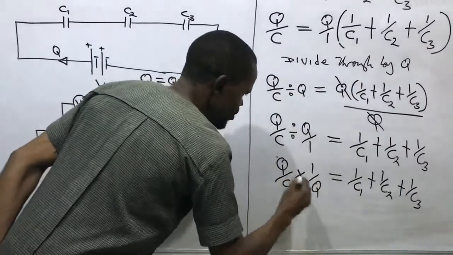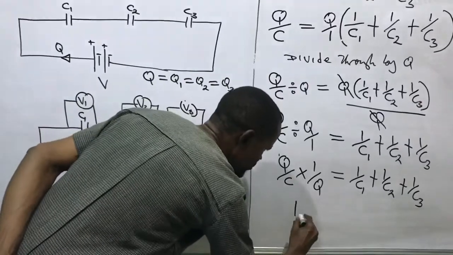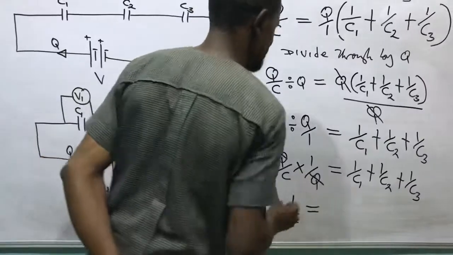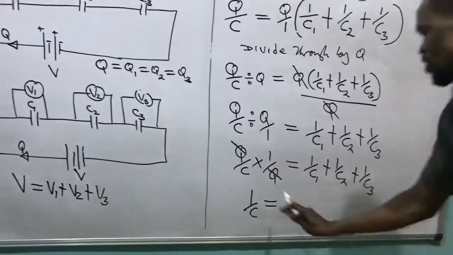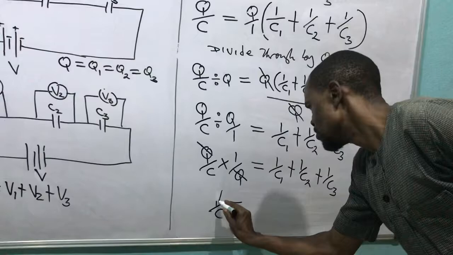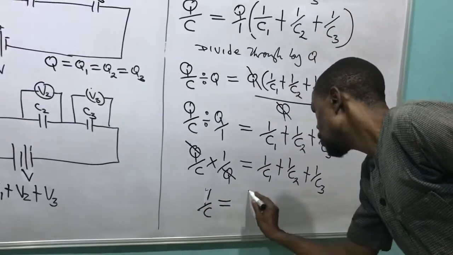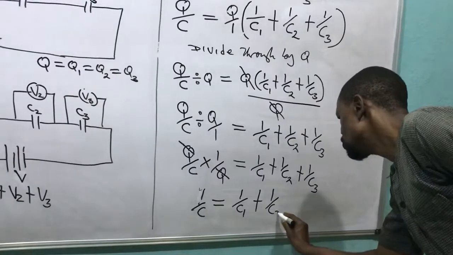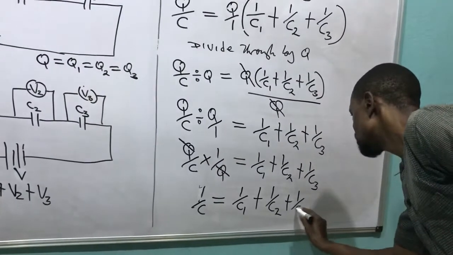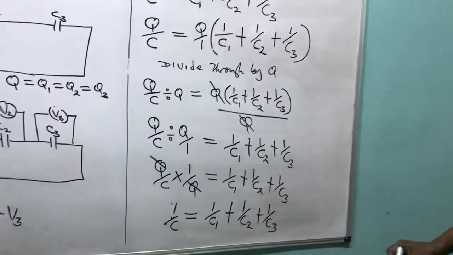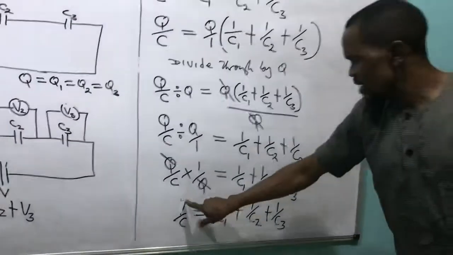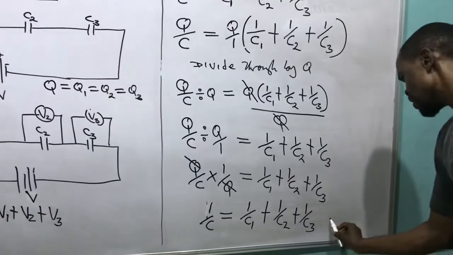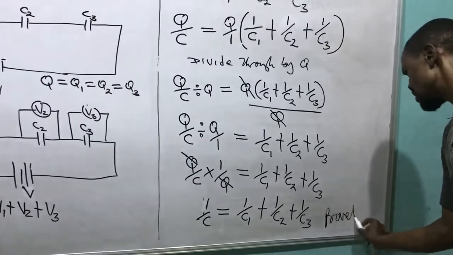Then this will give me 1 all over C equals to, you remember, this will kill this, leaving me with 1 all over C equals to 1 all over C1 plus 1 all over C2 plus 1 all over C3. Then now, you look at this. This is what they say we should prove. Then I can now say proved. I've proved what they gave me.